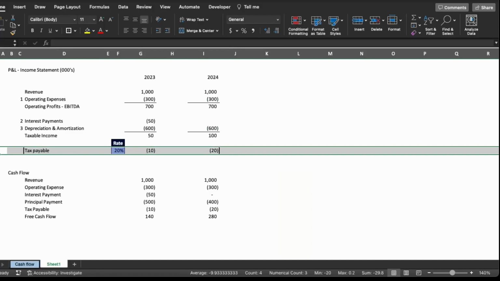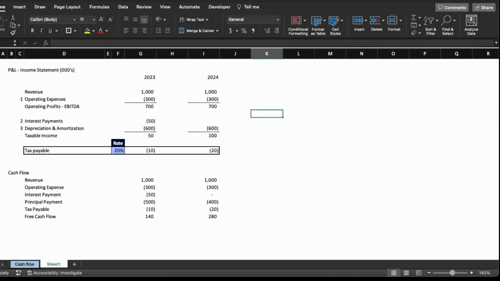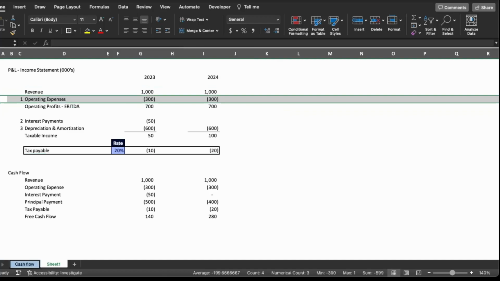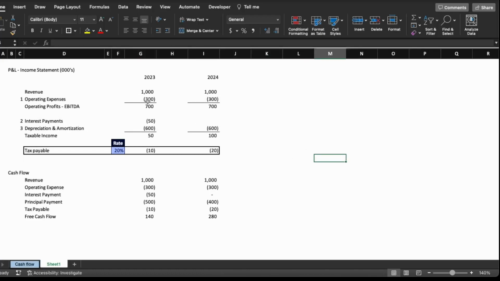For the first line of the P&L, we have the revenue. We're going to assume the same revenue for both years of $1 million. Then we're going to have the three components of our tax shield: the operating expenses, the interest payments, and depreciation and amortization. And I'm going to reduce these out of the revenue.